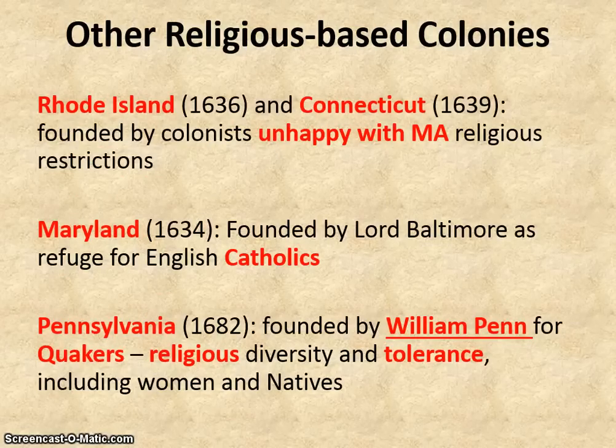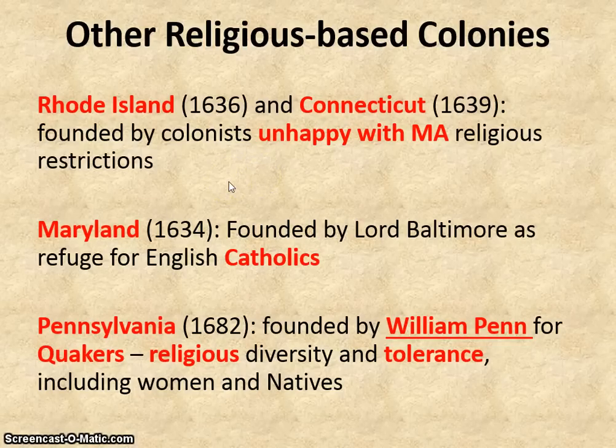So let's look at other colonies based on religion. Shortly after the founding of Massachusetts, you see Rhode Island and Connecticut. These were founded by people who left Massachusetts because they were unhappy with the religious restrictions of the Pilgrims who were running Massachusetts. So they formed their own colonies, and we're going to look more particularly at the government of Connecticut.